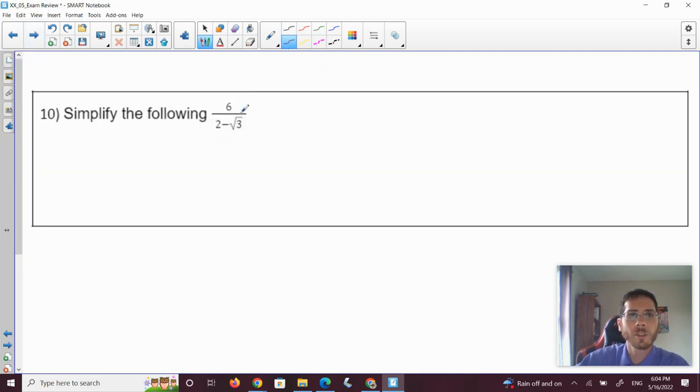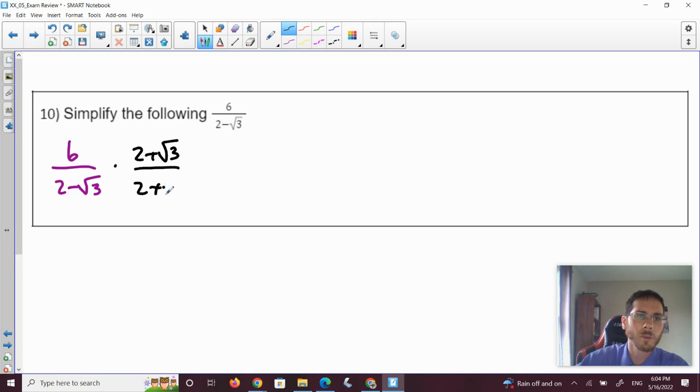Another one to simplify. So in this case, we need to rationalize the denominator. So we've got 6 over 2 minus root 3. So to do that, we multiply by the conjugate. So instead of 2 minus root 3, we multiply by 2 plus root 3.